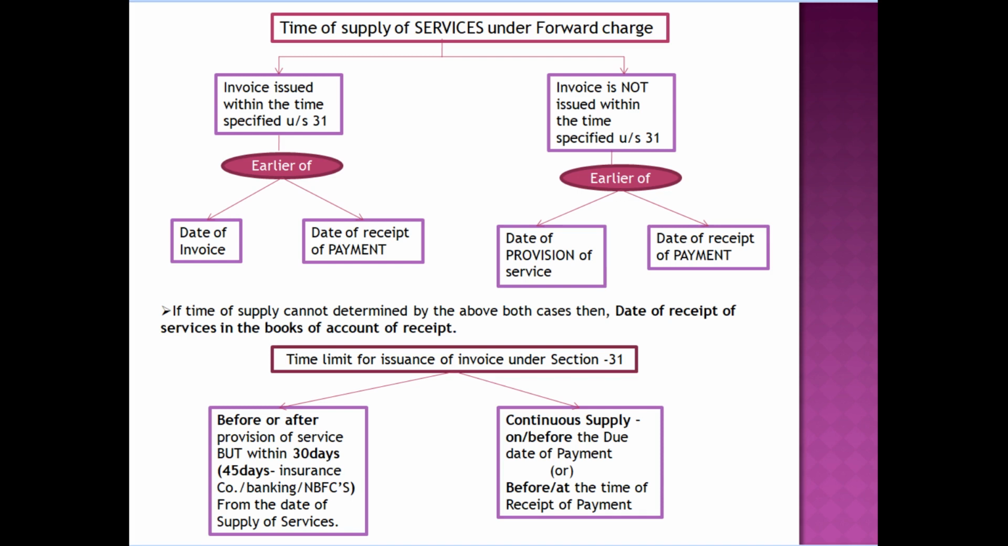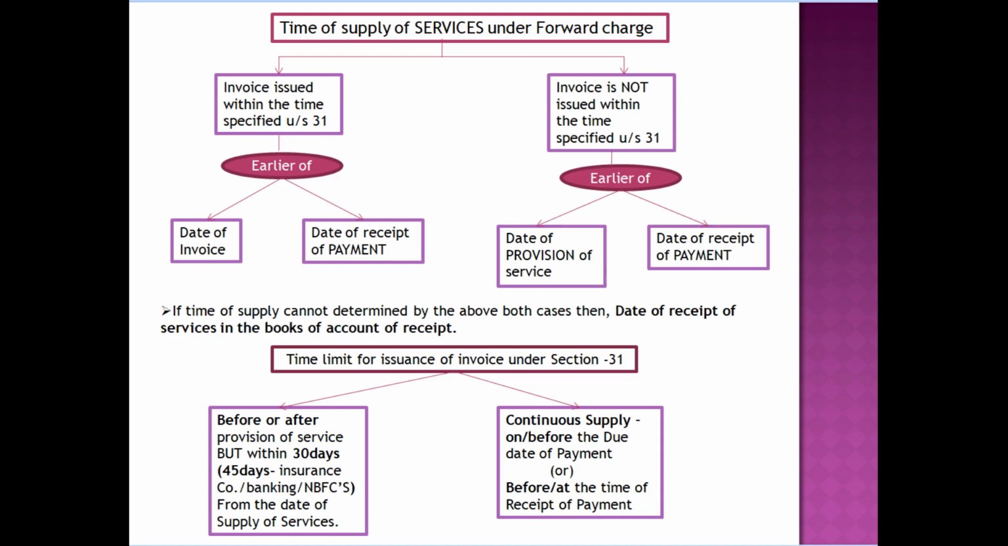It is very simple: if the invoice is issued within the time specified under section 31, it is the earlier of date of invoice or date of receipt of payment. If the invoice is not issued within the time specified under section 31, the time of supply will be the earlier of date of provision of service or date of receipt of payment. And even if we cannot determine the time of supply, it is the date on which the recipient of services shows it in the books of account.